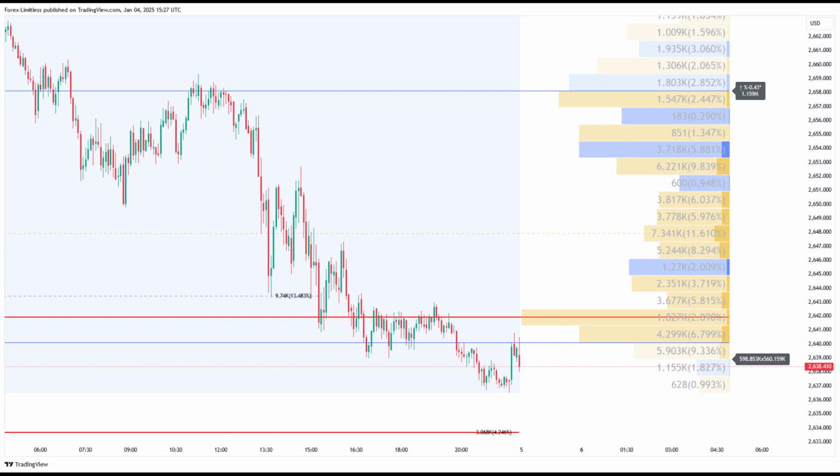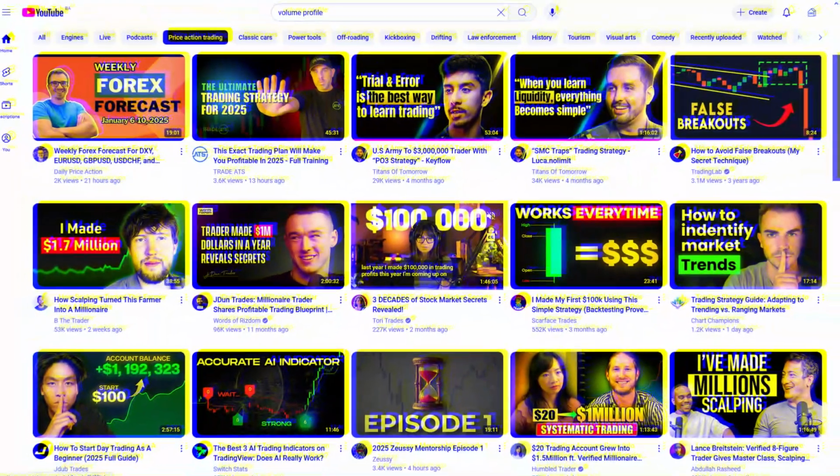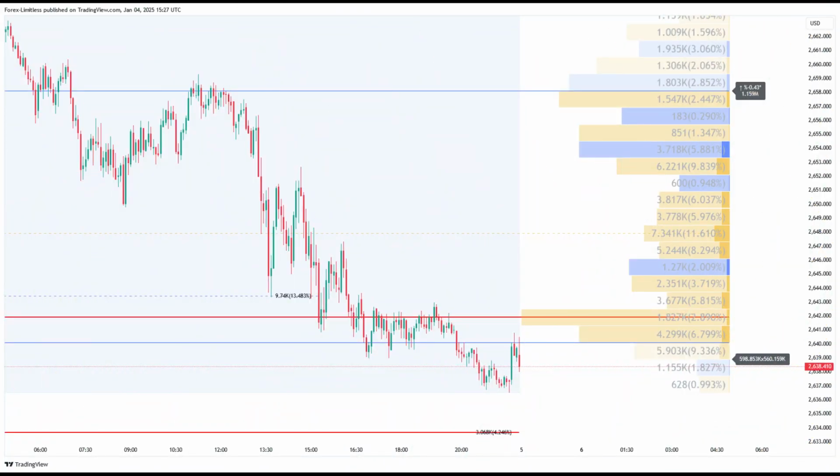You are trying to trade with the volume profile indicator, but you are failing. You have watched countless videos, but it just doesn't seem to click. Well, you are probably using it in the wrong way. It is time to go back to the basics and truly understand how this indicator works.